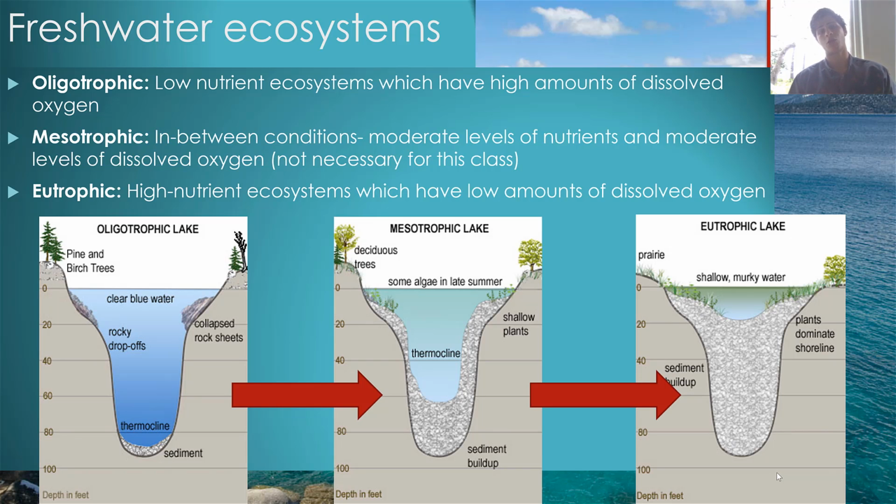Then you're going to have those eutrophic lakes that I was just talking about. These are going to be high nutrient ecosystems that have low amounts of dissolved oxygen. They're typically pretty shallow, and they have very high amounts of biological activity. Remember that sometimes a eutrophic lake is just naturally high in nutrients. It doesn't necessarily have to be associated with human-induced pollution as a result of fertilizers coming into the water body.